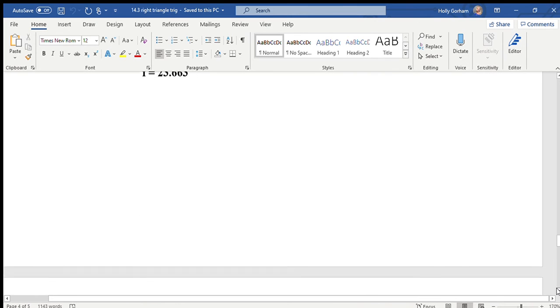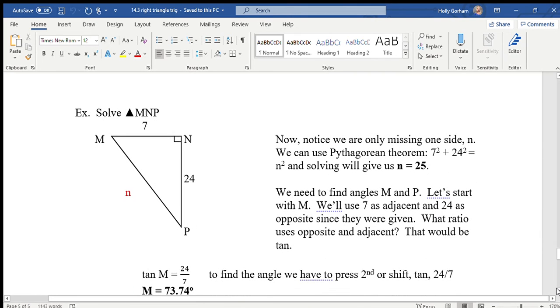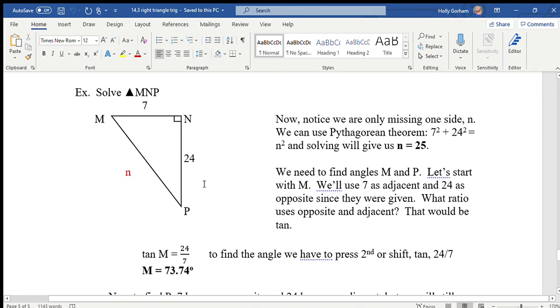Now, what happens if you are just given two sides and no angles? The first thing you would do here is the Pythagorean theorem to find the hypotenuse, and you're going to find that that's 25. But we also need to find angles M and P. It doesn't matter which one we start with. If we start with M, from M, 24 is on the opposite, 7 is on the adjacent. Opposite and adjacent is tangent. So tangent M is equal to 24 over 7. But because it's an angle, you have to press second and then tangent, 24 over 7 equals, and that'll give you 73.